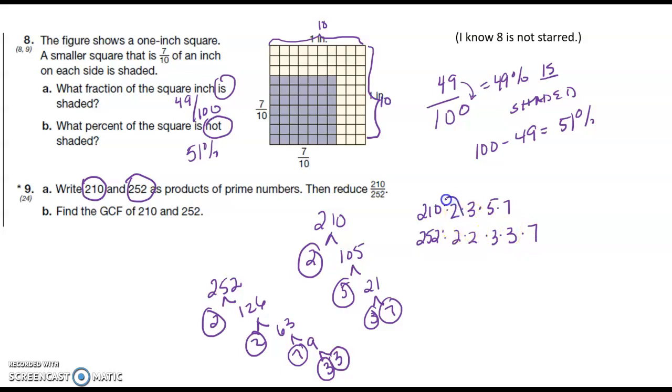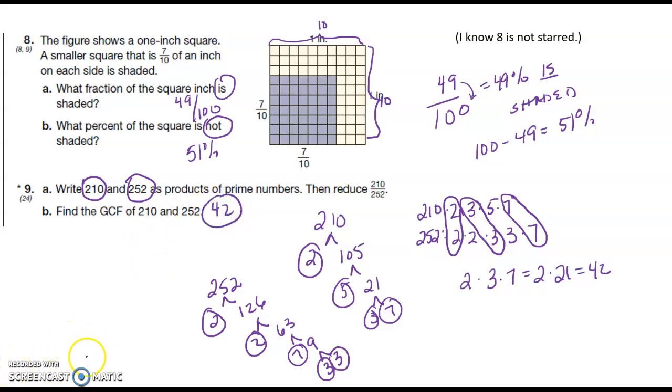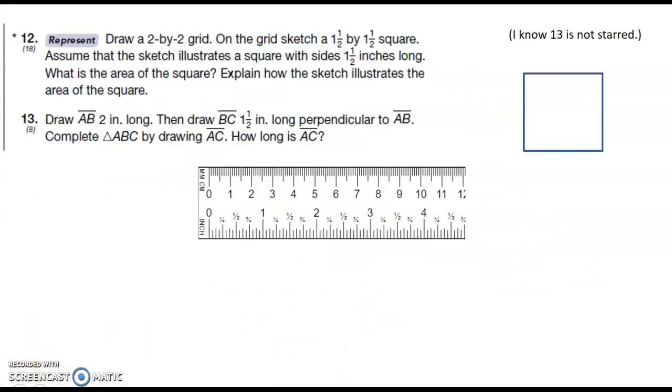Okay, so let's see what we have for common factors. Oh gosh, that's loud. Okay. So the greatest common factor, I'm going to do 2 times 3 times 7, which is 2 times 21, which is 42. So basically what you do is you get the prime numbers, and then you circle the ones that are the same, and then you multiply those together. So let's go on to the next problem.